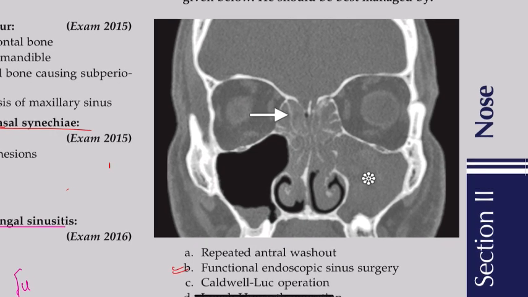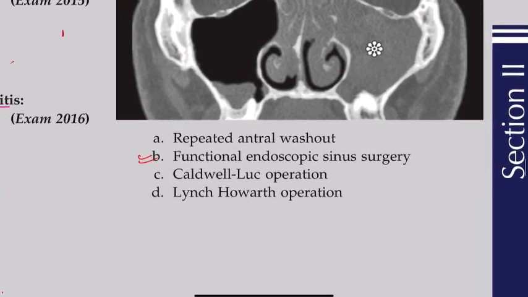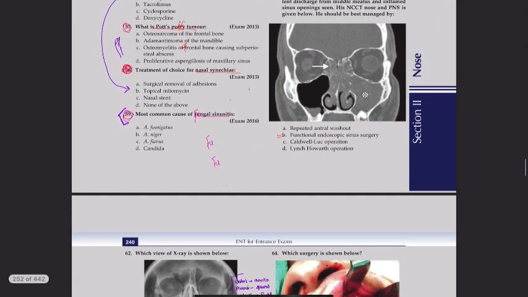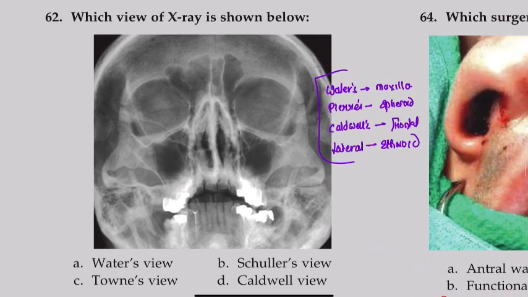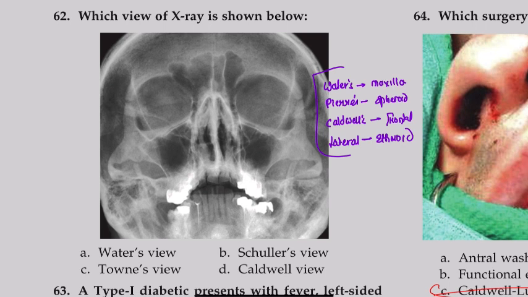Now what we can see here is that this is all filled, right? As you can see, the left maxillary sinus has complete haziness, and the nasal cavity on both sides also has haziness. So the treatment of choice here is FESS, functional endoscopic sinus surgery. Okay, now the next question: which view of X-ray is shown here? The view of X-ray is Waters view, right?